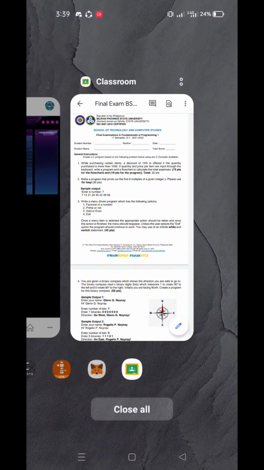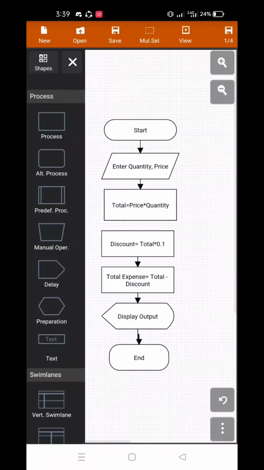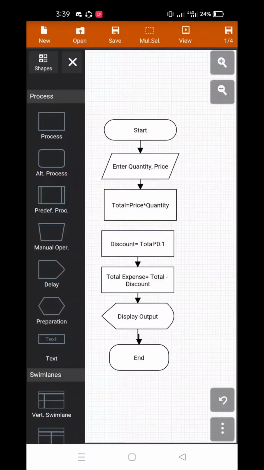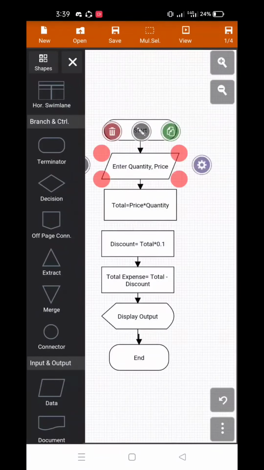So let's try first the flowchart. So this is what I made for the flowchart. So first we are going to put a terminator to start our flowchart. So a terminator box like this and put a start on it. And next is the data box. So this is the data box to put the equation. So we are going to first enter the quantity and the price of the certain product.